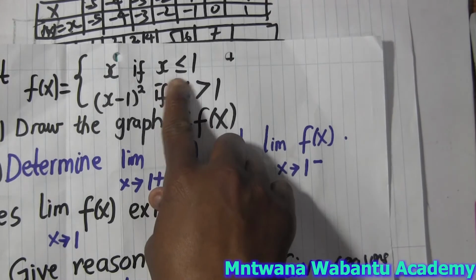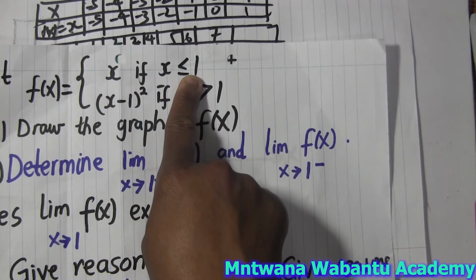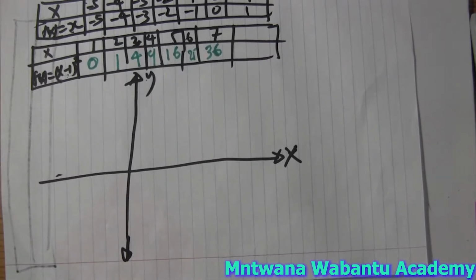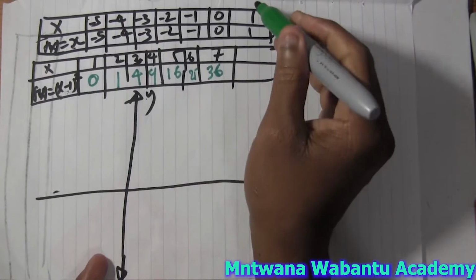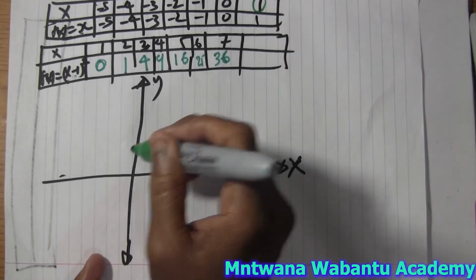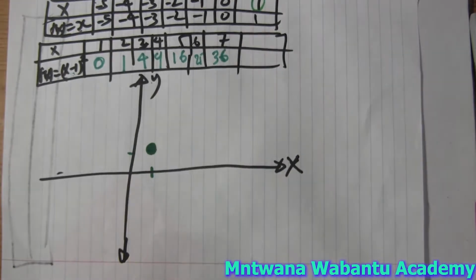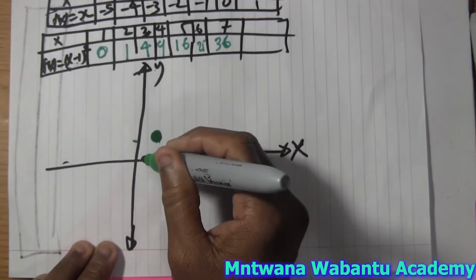The first coordinate is x including 1. For the first graph, including 1 means this point is included. So go to the first point: when x equals 1, what is the value of y? y equals 1, so the point is (1, 1), but since it's including, you must put a solid dot. Then (0, 0) is here.